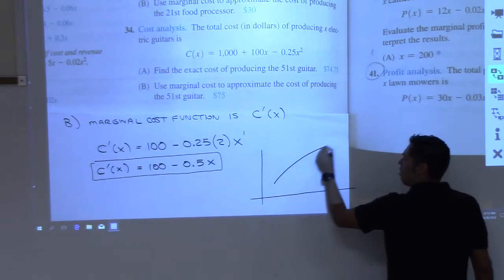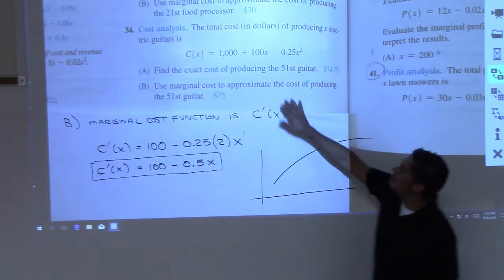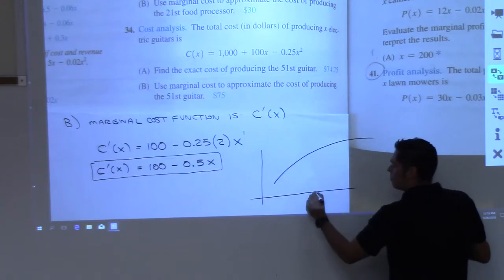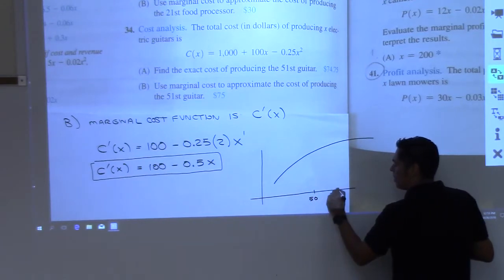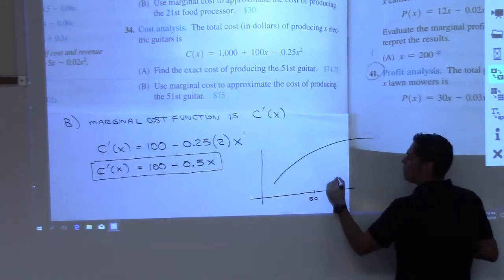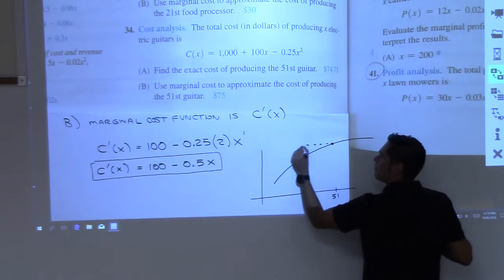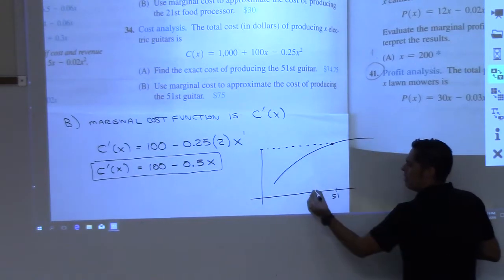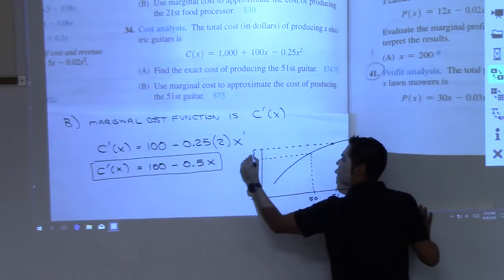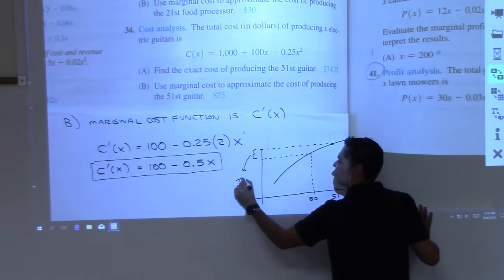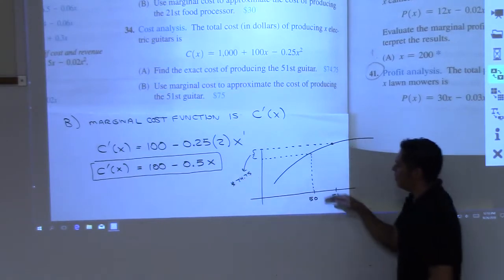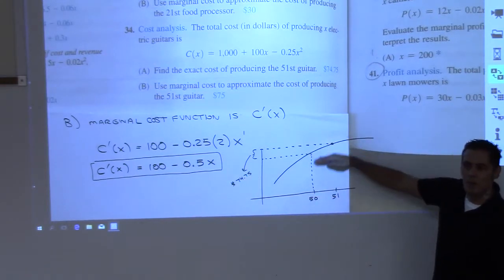This cost function looks something like this, all right? Because it's a parabola, it opens down. What we did in part A was we looked at 50 guitars and 51 guitars. We said, hey, look, the cost of making the 51st guitar was some value, and the cost of building the 50 guitars is that. We looked at the difference of those, and that came out to be 74.75. That's the difference going from 50 to 51. That's how much the cost went up.